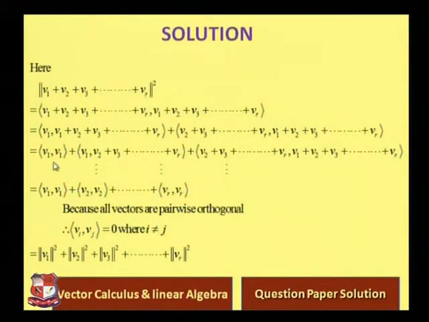Now this is orthogonal, so v1 with v1 gives norm v1, but v2 with v1 is 0. The reason is that all vectors are pairwise orthogonal, so vi and vj where i and j are not equal give 0, but if i and j are the same, then we can write it as norm v1 square. Similarly v2 with v2 gives norm v2 square, and similarly for all. So this is the right hand side of our example. This is the last solution.